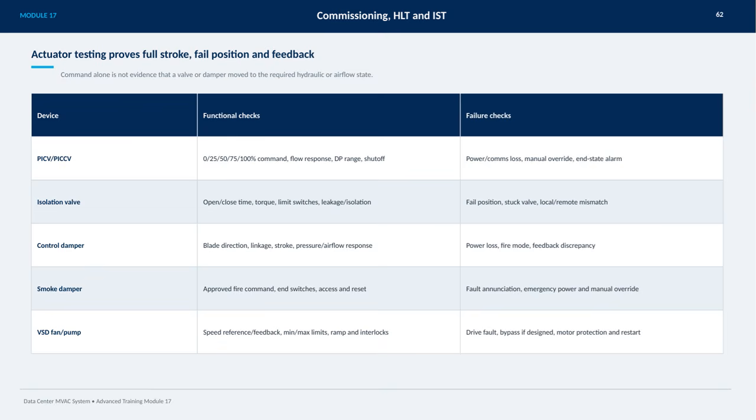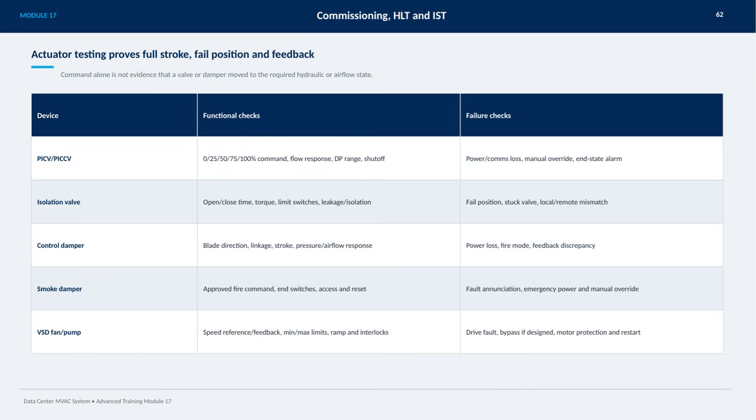For isolation valves, important checks include open and close times, torque levels, limit switch operations, and verifying there is no leakage, ensuring proper isolation. Potential failures like stuck valves or mismatches between local and remote control positions are also inspected. Control dampers require checking blade direction and linkage, stroke length and pressure or airflow response. Testing includes simulating power loss, verifying fire mode functionality, and identifying any feedback discrepancies.